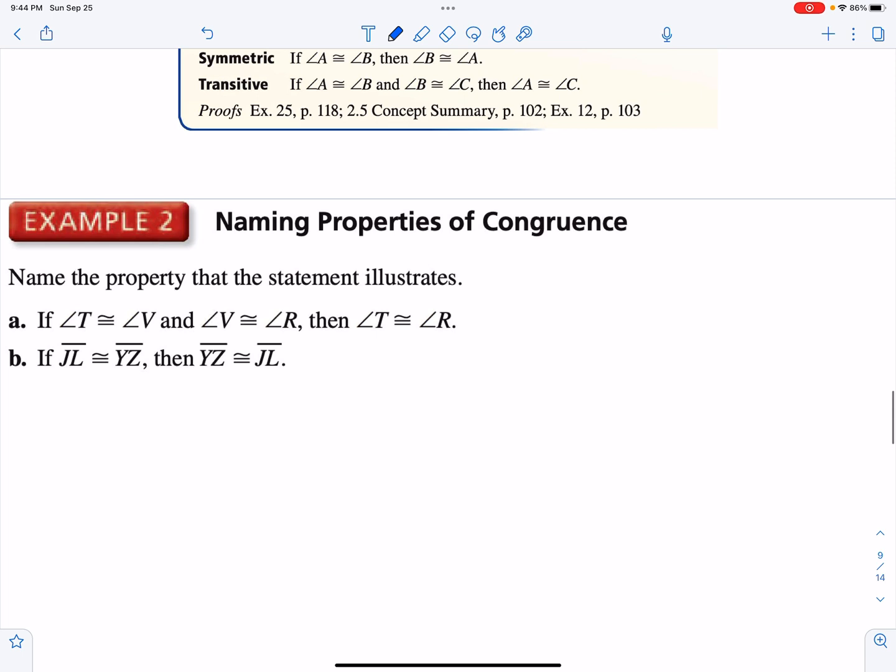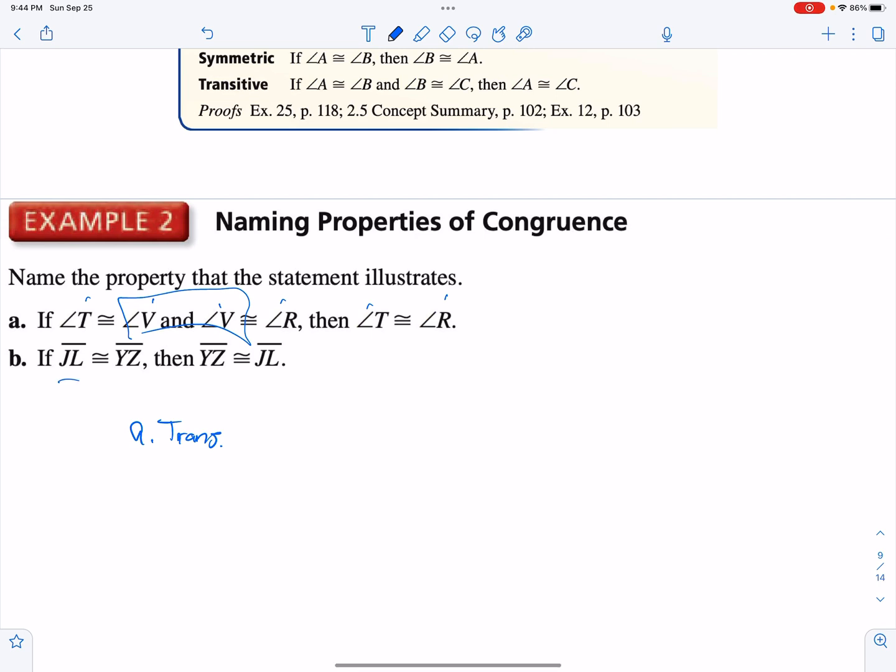So in some of your problems on your homework, it's nice and easy because you're just asked to say what property is being illustrated. So if I look at statement A, it says T is equal to V, V is equal to R, T is equal to R. They threw out the middleman. So that's the transitive property. Okay, and this one would be the transitive property of congruence instead of equality. I don't care which one. You can just put transitive.